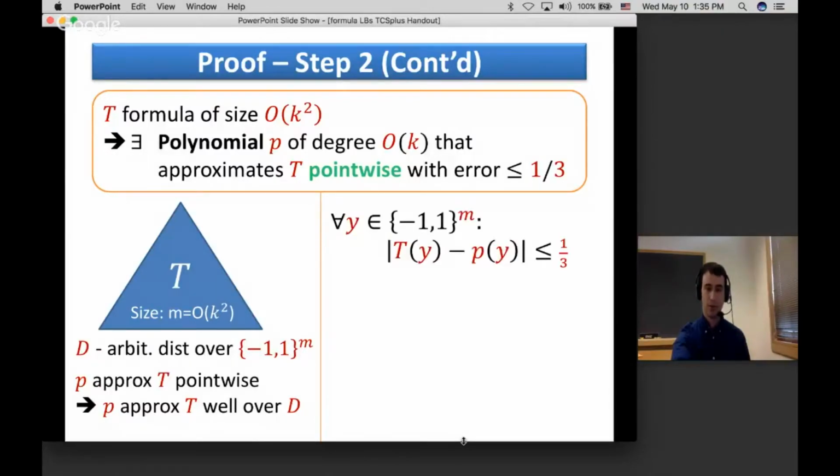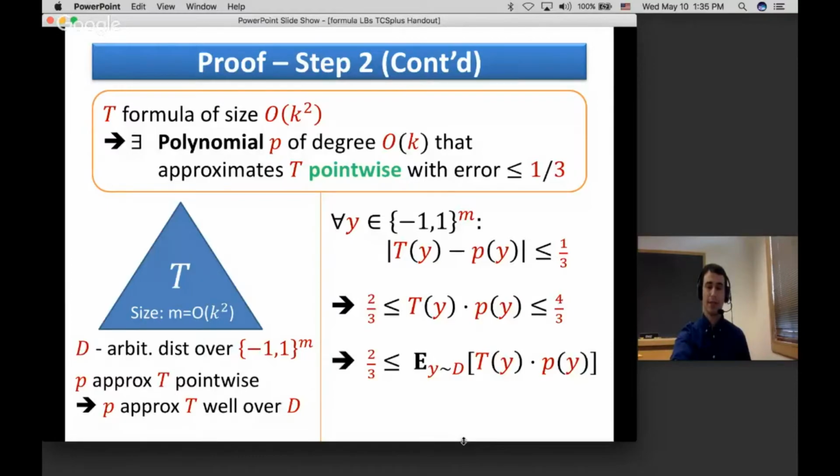To see it more precisely, so for any y, we have that the difference between the values that the formula gets and the polynomial gets is at most 1/3. This means, since the values that the formula gets are plus and minus 1s, that the sign that the polynomial gets is always correct, and the product between the two is between 2/3 and 4/3. And now we can take expectation and see that when y is sampled according to D, the expectation of this product is at least 2/3. So we have a correlation between T and p under the distribution D. So this really finishes the second step.